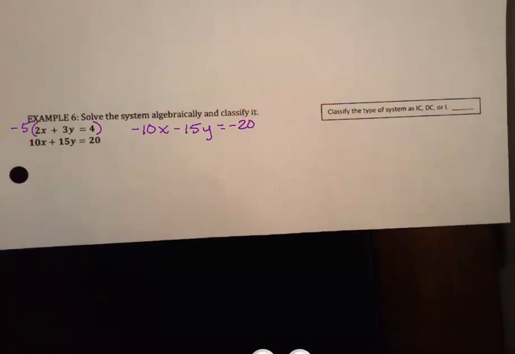Then I still have the equation I didn't do anything with, positive 10x plus 15y equals 20. We're going to add those together. Negative 10x and 10x cancel. We eliminated them. Woohoo! Negative 15y and a positive 15y, they cancel. We eliminated those. So now we're left with 0 on this side. Negative 20 plus 20 is 0. But this time, this equation is true. 0 equals 0. This is true.